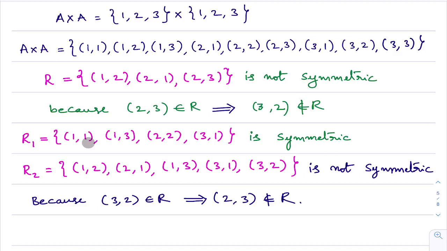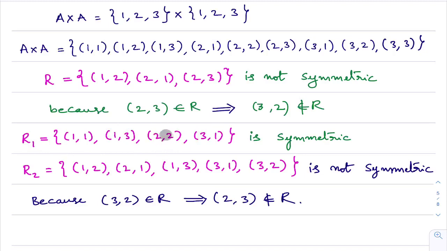Do not confuse. You take an ordered pair A comma B. If B comma A is also present in the relation, then we say it is a symmetric relation. You take the ordered pair 1 comma 1. What is the reverse of 1 comma 1? 1 comma 1, and it is present in this relation. I hope you are understanding what I am saying. So this element satisfies the symmetric property. Now you take 1 comma 3, the second ordered pair. For 1 comma 3, 3 comma 1 is present in this relation. Yes, here it is. Now you take ordered pair 2 comma 2. The reverse of 2 comma 2 is 2 comma 2 only.